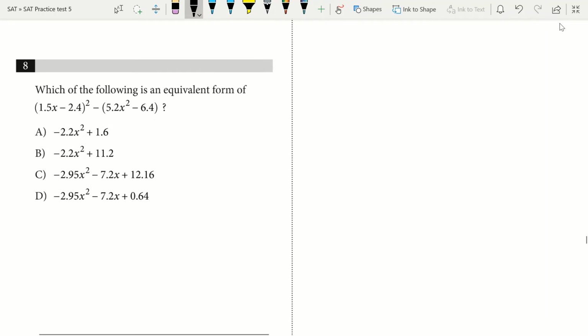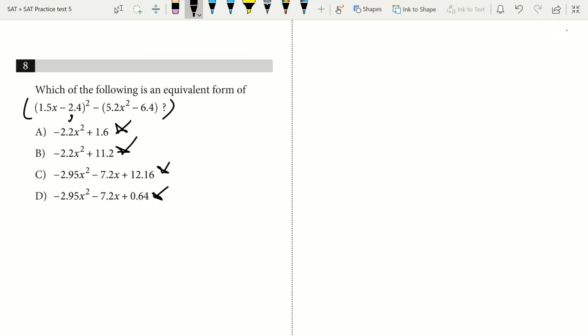Question 8, which of the following is an equivalent form of this equation here? Well, I'm looking at my answer choices, and what I notice off the bat, I'm looking for any part of our answer choices that are different in each answer choice, and I see my N term is different in each one. So I'm just going to solve for that N term, and that'll give me my answer.